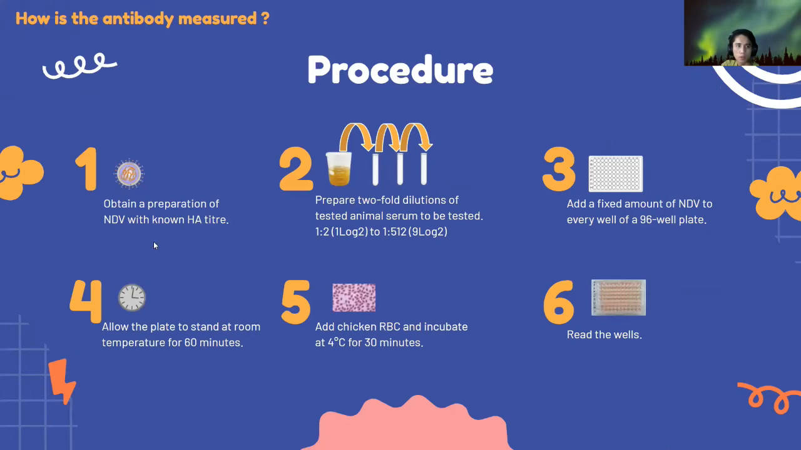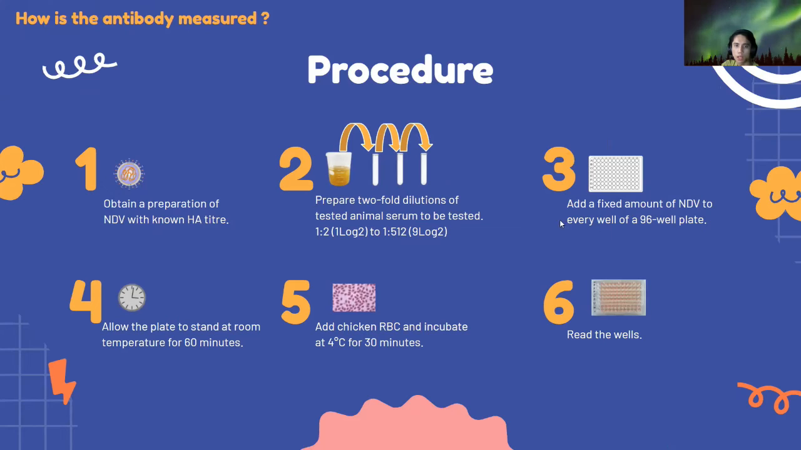For the procedure, firstly, we must obtain a preparation of the Newcastle disease virus with known HA titer. The second step is to prepare a 2-fold dilution of the animal serum to be tested, from a 1:2 ratio, which is 1 log 2, to a 1:512 ratio, which is 9 log 2.